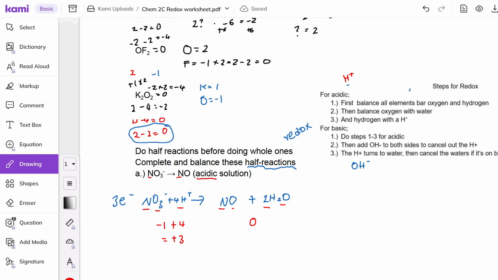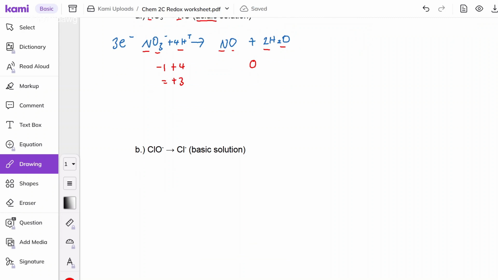For the next one, the basic one right here, we do the same thing. ClO- goes to Cl-. The Cl is already balanced, and then we go into the oxygens. This one has 1 oxygen, while this one has no oxygens. So I just add 1 H2O. So now they both have 2 oxygens. Here it has 2 hydrogens that this side doesn't have, so I add the 2 H+.